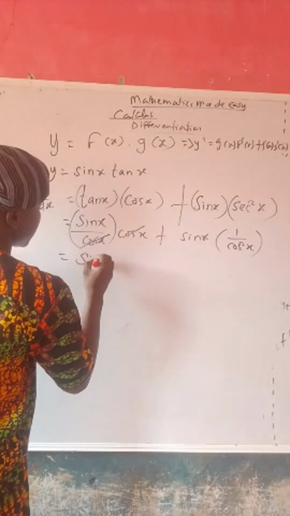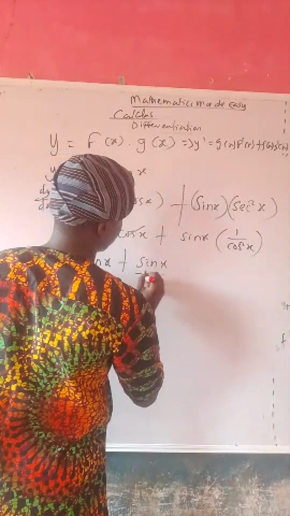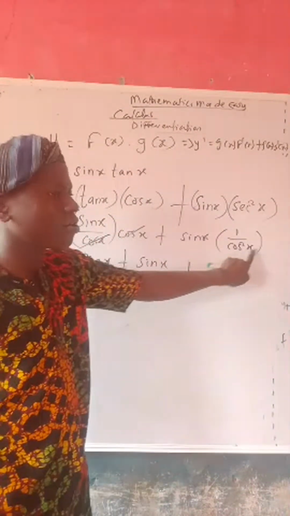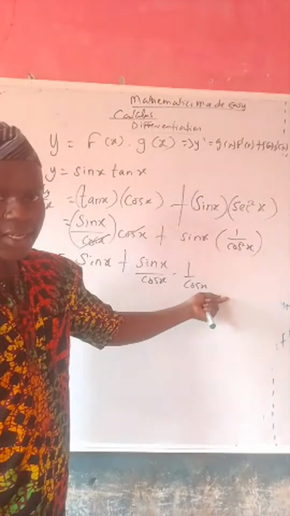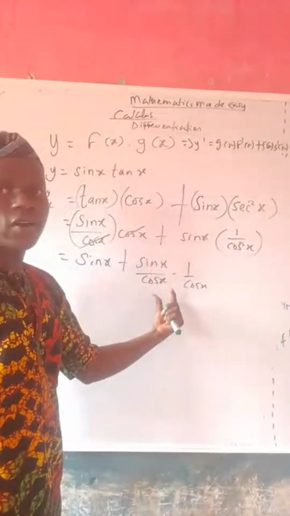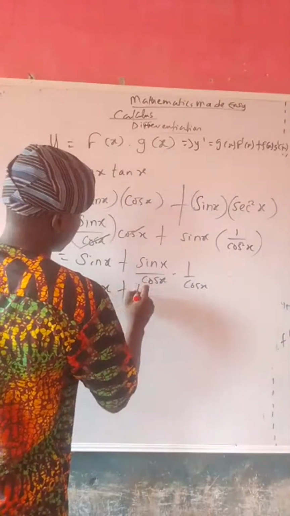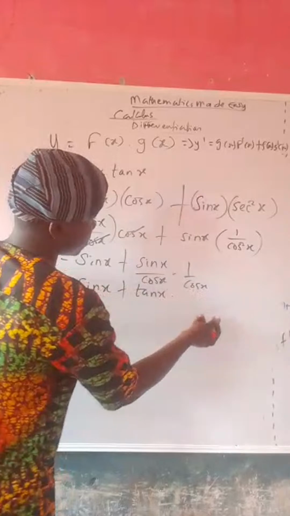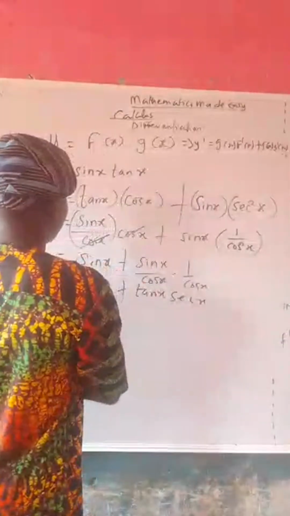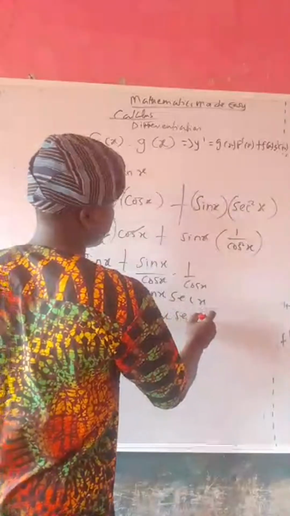So what you have now is what? Sine x plus sine x over cos x multiplied by 1 over cos x. Do you understand what I did? I split 1 over cos squared x as well. So 1 over cos x times 1 over cos x. Then sine x multiplied by 1 over cos x will give us sine x over cos x. And then sine x over cos x will give us what? Tan x. Okay? So this will be equal to sine x plus tan x multiplied by 1 over cos x. And 1 over cos x is what? Sec x. Okay? So that is the answer. Therefore, the derivative is sine x plus tan x multiplied by sec x.